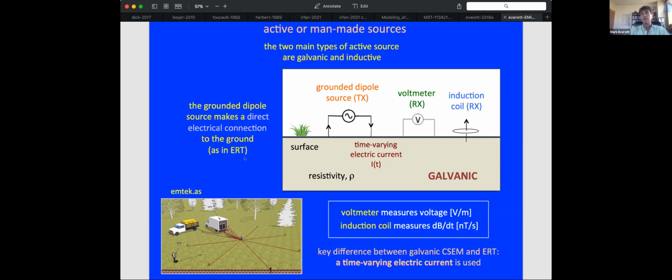There are other types of receivers that can be envisioned. And this is the key, the main characteristic of the grounded dipole or galvanic source: the source makes direct electrical connection to the ground through the injection of a current, similar to electrical resistivity tomography. The key difference, of course, between this galvanic method of CSEM and ERT is that you have a time varying current that you're introducing into the ground.